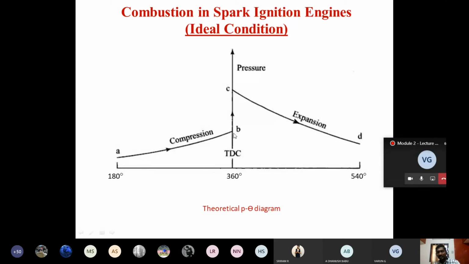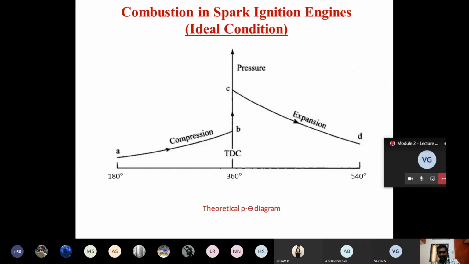So this is the compression stroke. This is the ignition: the spark is introduced, and there is a sudden rise in pressure. Because of that, the products of combustion are going to push down the piston, so the piston moves down from TDC to BDC. During that stroke, another 180 degrees of revolution is completed. So this is 360 plus 180, which is 540 degrees, the crank angle turn. This diagram we call the P theta diagram, for the theoretical condition of combustion in the SI engine.